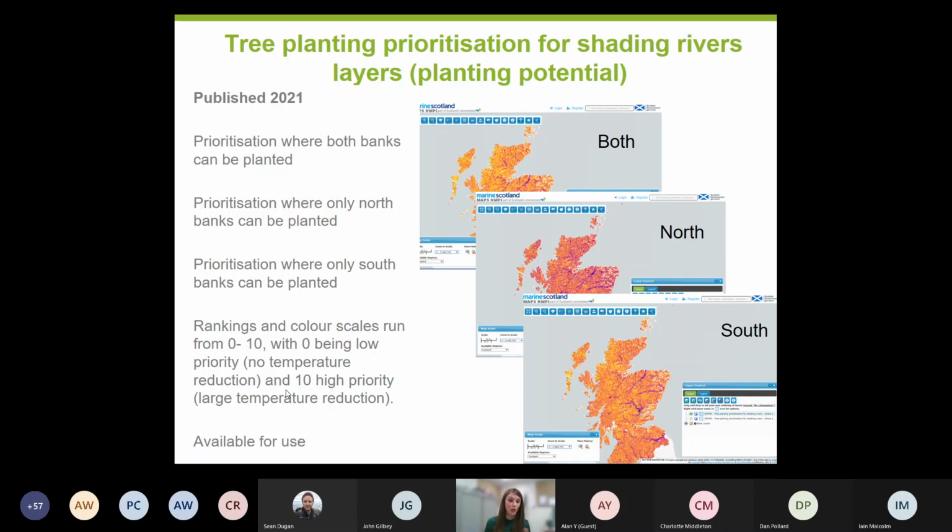Can you only plant your southerly bank? Can you only plant your northerly bank? And that's why you're seeing kind of 3 layers for this tool available on NMPI. A layer for where you can plant both banks, where you can only plant one, and when you can only plant the other bank. And these layers are available for use now too.